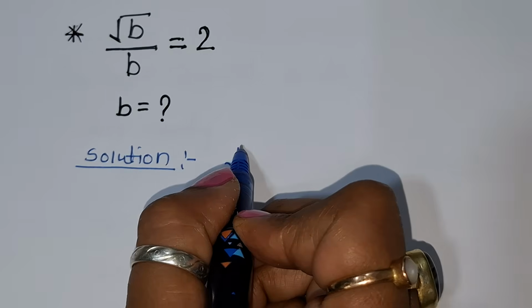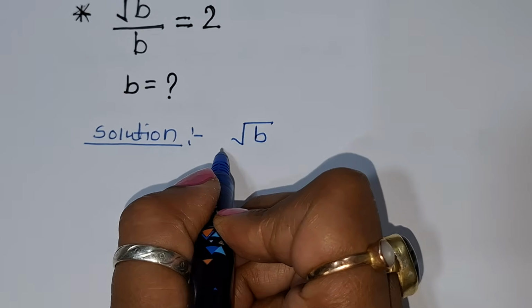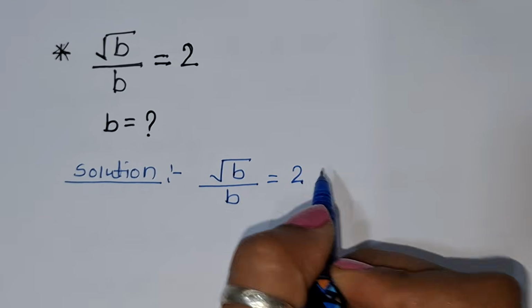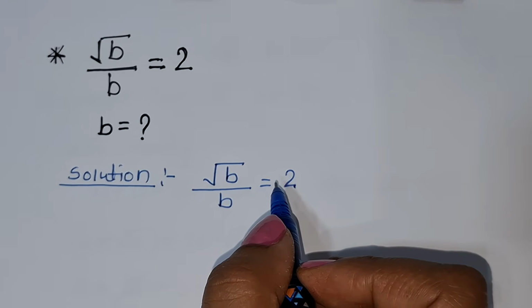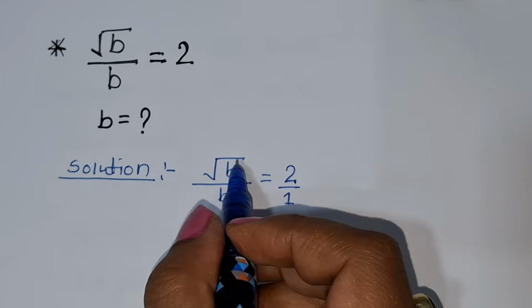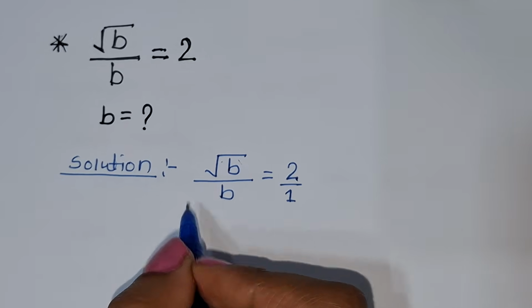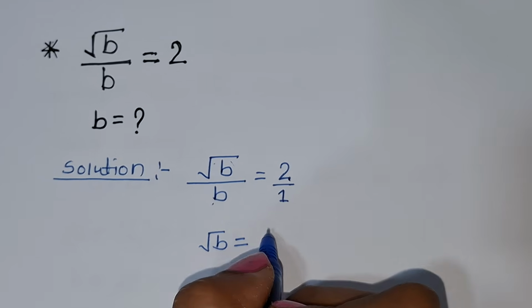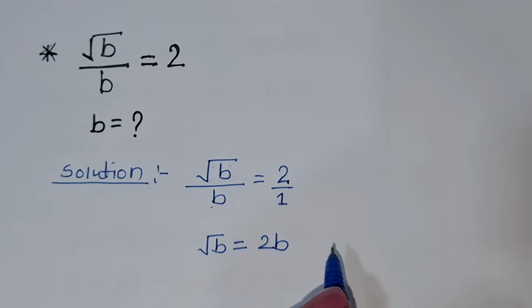Square root of b divided by b is equal to 2. This is the question, right? So we can do cross multiplication here. Square root of b times 1 is square root of b, which is equal to 2b. 2 times b, that is 2b.